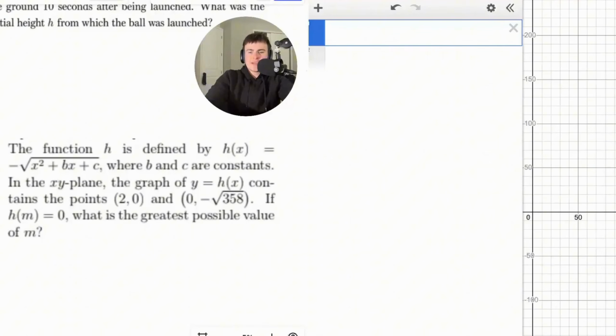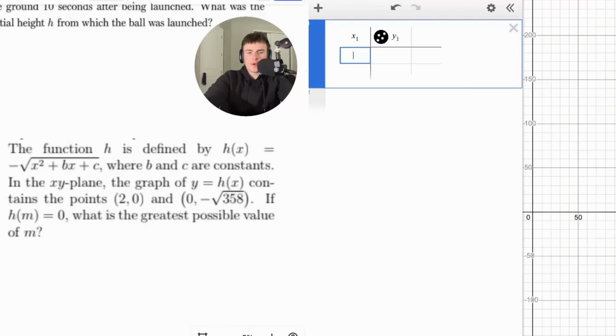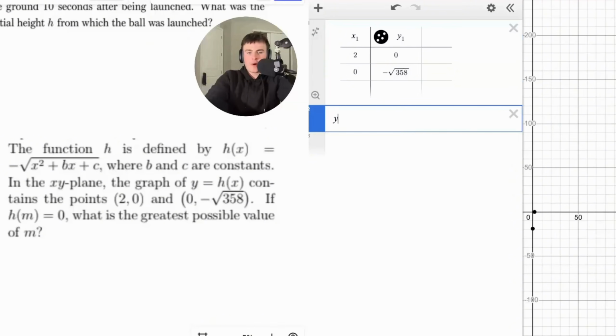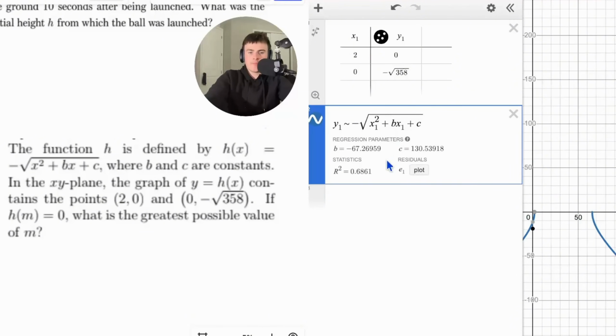Okay, now we have a question exactly like the one we just did, except we might run into an issue. Wink, wink. Okay, so we want to put these points into a table as usual. 2, 0, and then we have 0, negative root 358. Perfect. And then what we want to do is analyze, okay, we have this equation. So I'm going to say y1 tilde negative root x1 squared plus bx1 plus c. And then it says if h of m equals 0, what's the greatest possible value of m? So you could look here and say, oh, it's just 65.2. The issue is your r squared value is like 0.68.